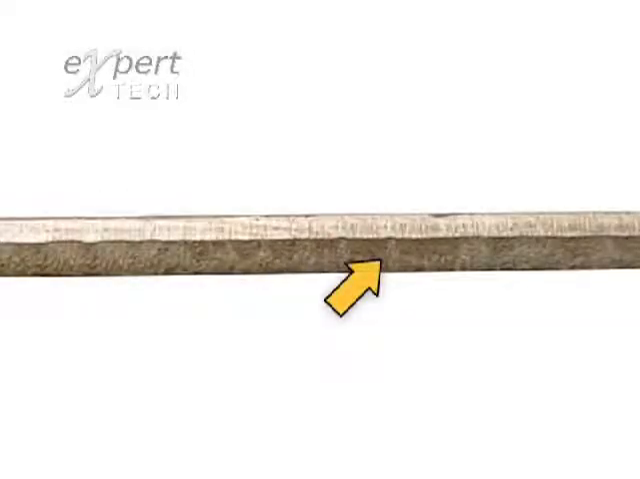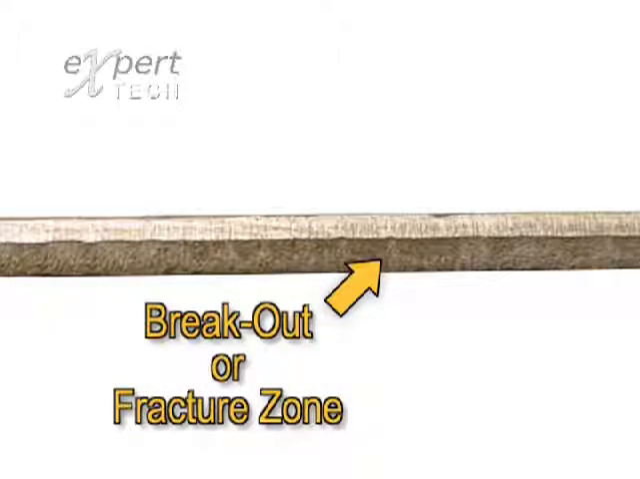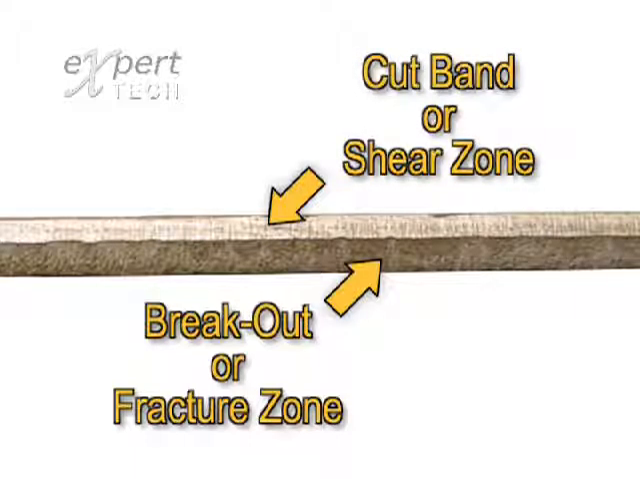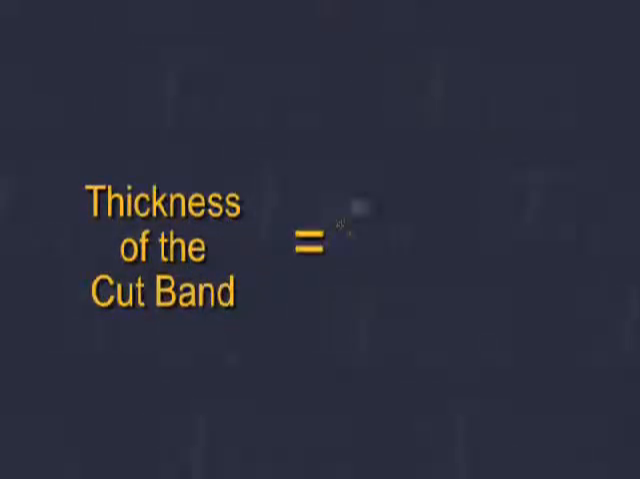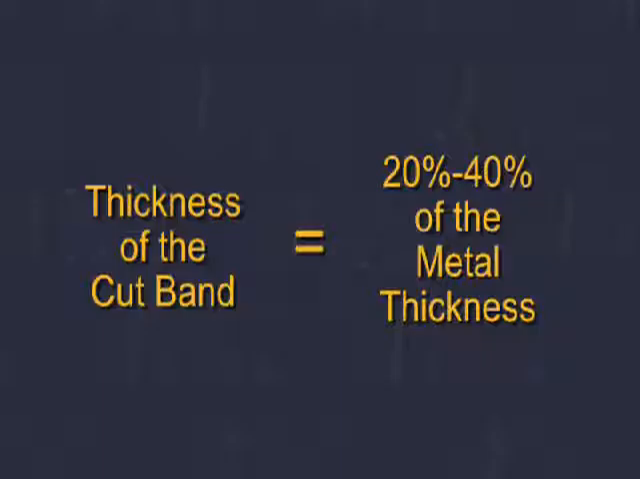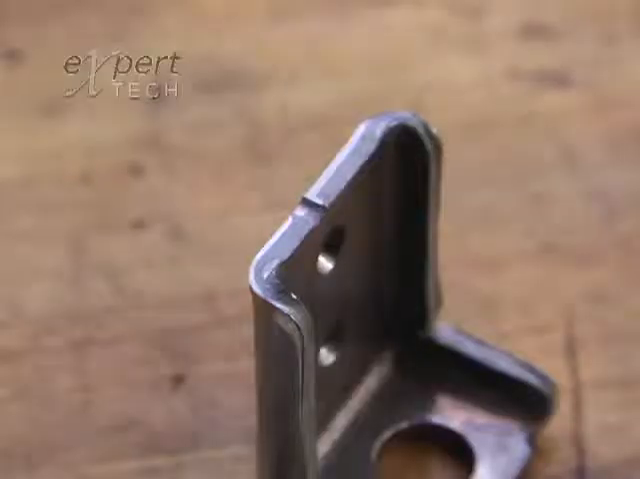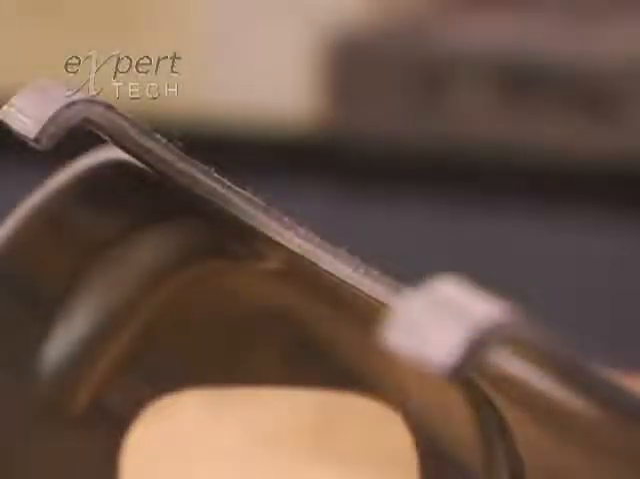The rough portion of the cut edge is often referred to as breakout or the fracture zone, while the shiny, smooth portion is called the cut band or shear zone. With most conventional cutting operations, the thickness of the cut band is about 20 to 40% of the metal's thickness. This is a very important item for product designers to understand, as this angle will mean that the part will be different dimensions depending on which side of the metal you are measuring.